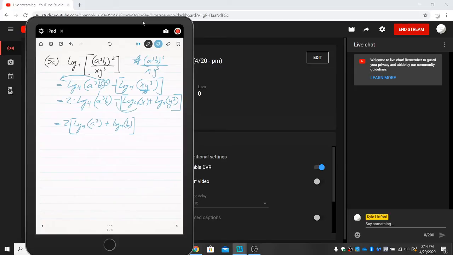Let's go ahead and distribute this negative through. Just because I'm running out of space, I'm going to have to move on to the next line here. Log 4 of x minus log 4 of y cubed. Yeah, let's go ahead and just distribute that 2 through. I have 2 times log 4 of a cubed plus 2 times log 4 of b.